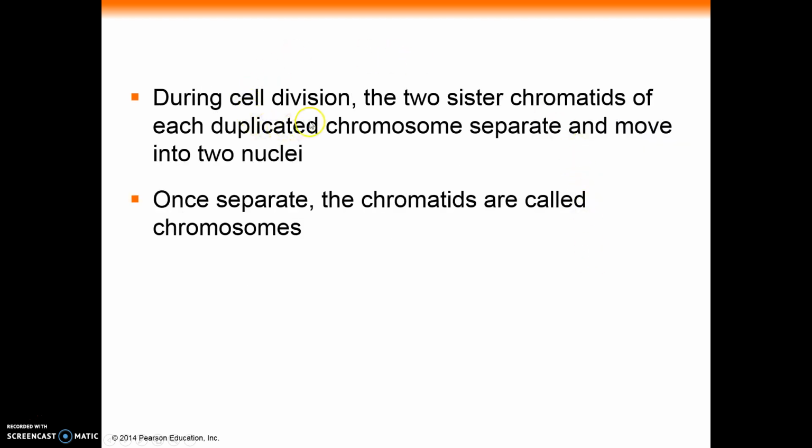Now, during cell division, the two sister chromatids each are duplicated, and then they separate, and they're going to move to the nuclei of the two daughter cells. So once these chromatids are separated, we would refer to them again as chromosomes. So they're called chromatids when they're linked together, chromosomes when they're their own thing.